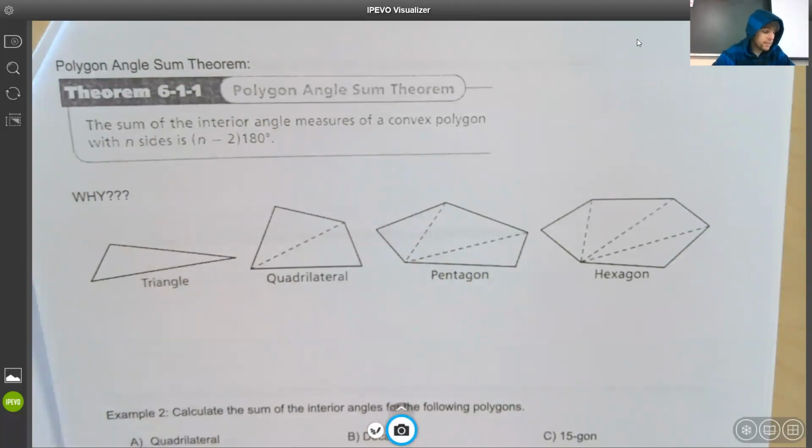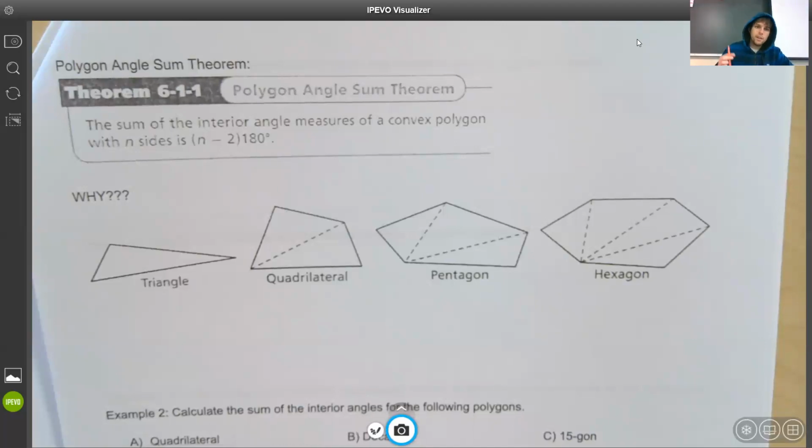It states that the sum of the interior angle measures of a convex polygon with n sides is equal to n minus 2 times 180. So you take n, which is the number of sides, you subtract 2, and then you multiply that by 180, and that is what the sum of the interior angles is equal to. So if you add up all the interior angles, it equals this value.